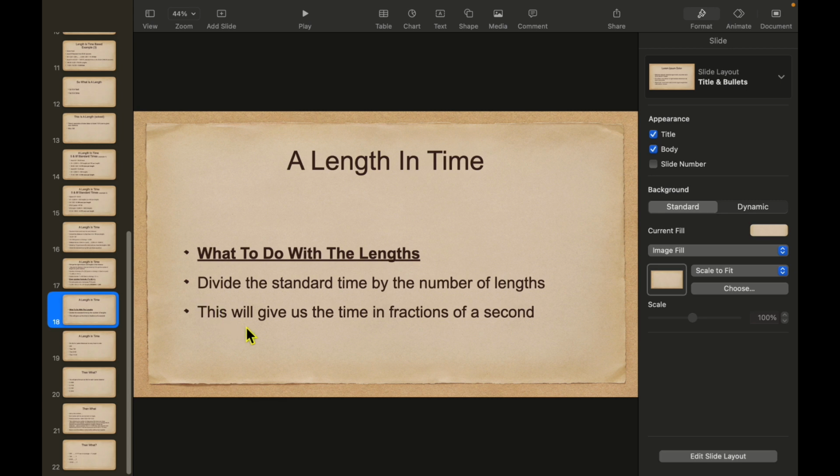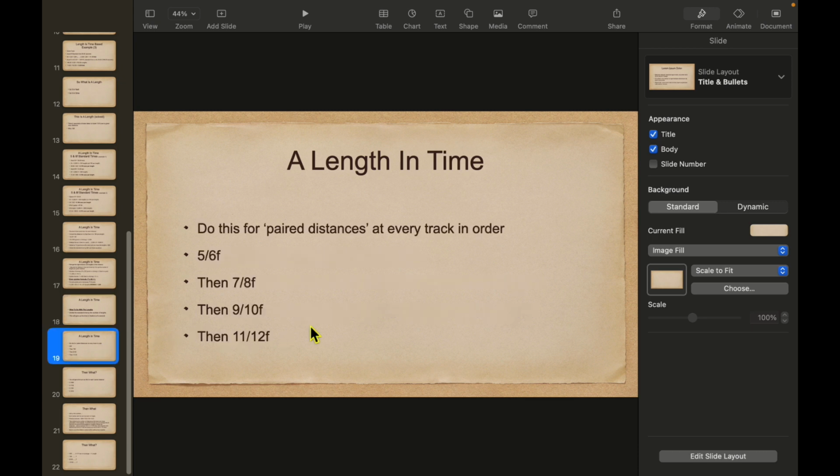So what to do with the lengths? Divide the standard time by the number of lengths. This will give us the time in fractions of a second. You do it for paired distances at every track in order. So you do 5 and 6 furlongs first at every track. You do 7 and 8 furlongs secondly. Then you move on to 9 furlongs and 10 furlongs. And then once you've done that, 11 and 12 furlongs. So how do you work it out?